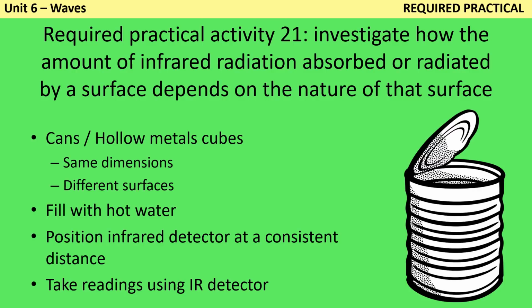So the surface that we're changing, say the colour, that's your independent variable, and we want everything else to be the same because otherwise we don't know whether it's the colour that's affecting it or whether it's something else. You fill the cans with hot water from the same kettle so it's starting at the same temperature, and then you use a ruler to position an infrared detector at a consistent distance away from the can. So you don't want to have one situation where your infrared detector is 10 centimetres away and then for a different can it's 20 centimetres away, because that way you wouldn't get valid data. Then you use that infrared detector in order to take readings. You can also take the temperature as a surrogate for this, but the data just isn't as valid.